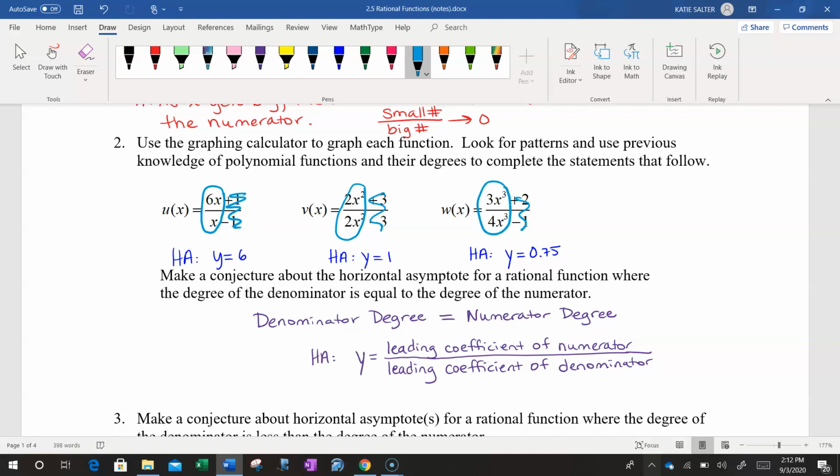Those x cubes are going to reduce, so you're left with 3/4. And again, it never actually gets there because of the stuff I scratched out. But it gets so close to it that it's converging towards it. And that's why anytime the degree of the numerator is the same as the degree of the denominator, the horizontal asymptote will always be the leading coefficient of the numerator divided by the leading coefficient of the denominator.